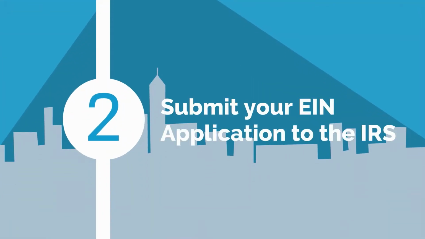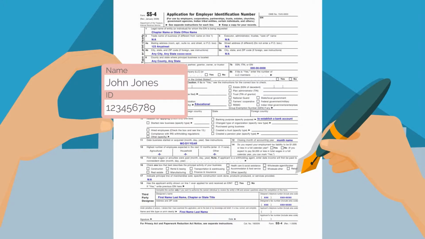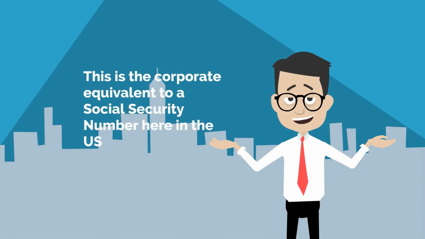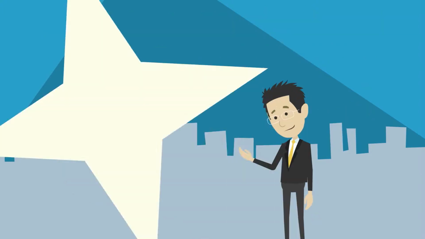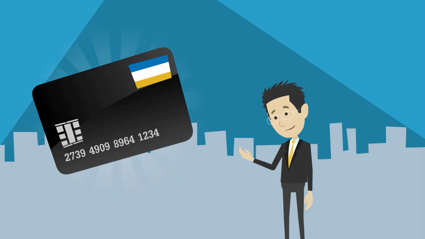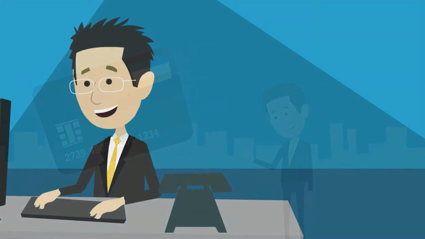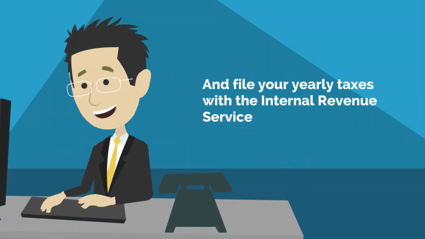Step 2. Submit your EIN application to the IRS. Your EIN is your employer identification number. This is the corporate equivalent to a Social Security number here in the U.S. The EIN is a unique 9-digit number assigned by the Internal Revenue Service to business entities operating in the United States for the purposes of identification. This is necessary for you to open a bank account in the U.S. and file your yearly taxes with the Internal Revenue Service.